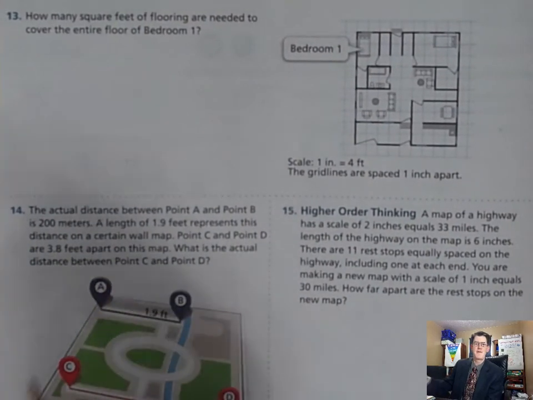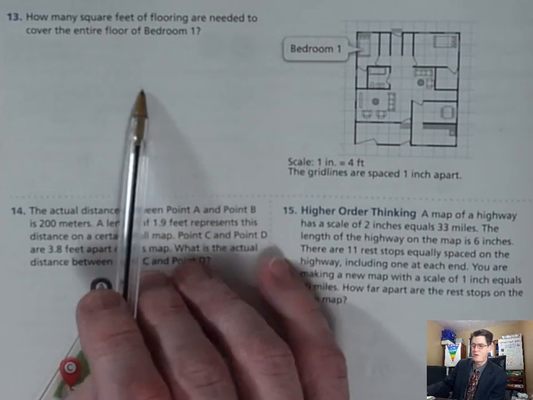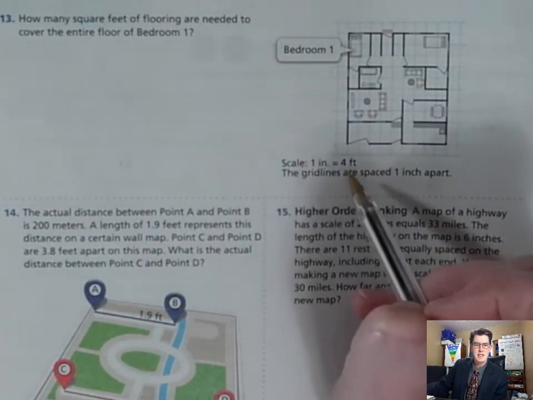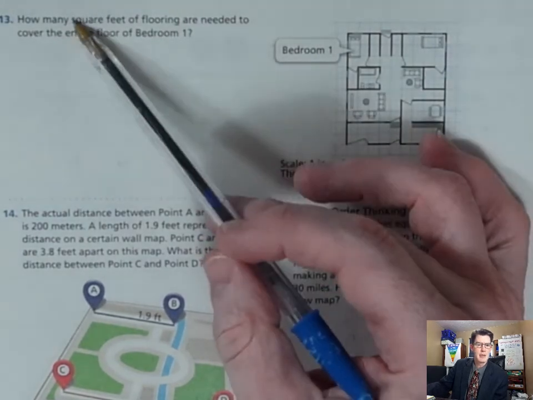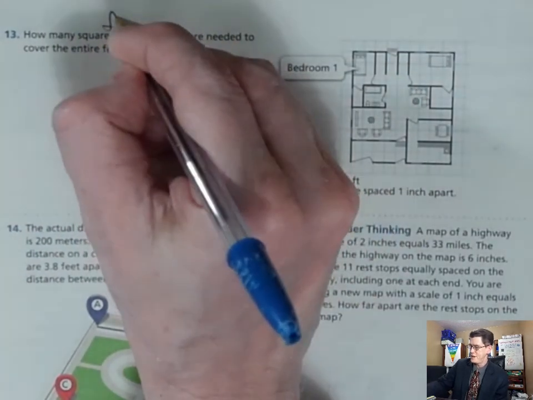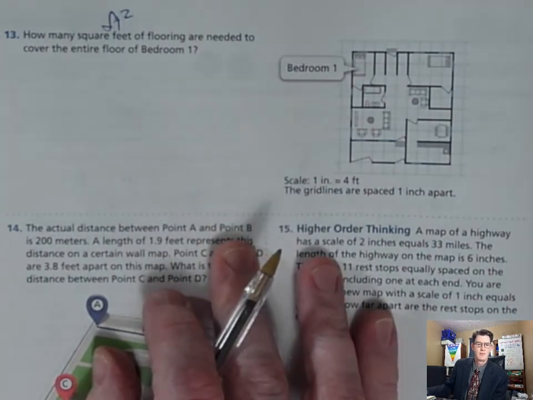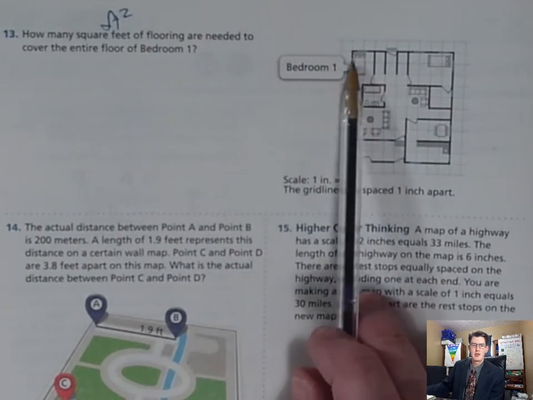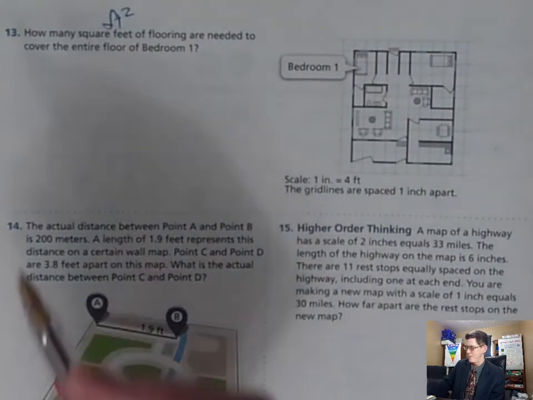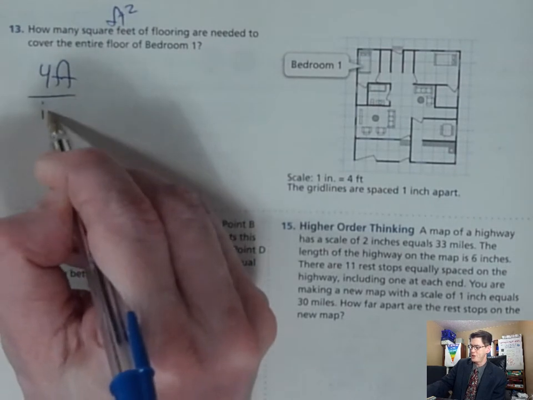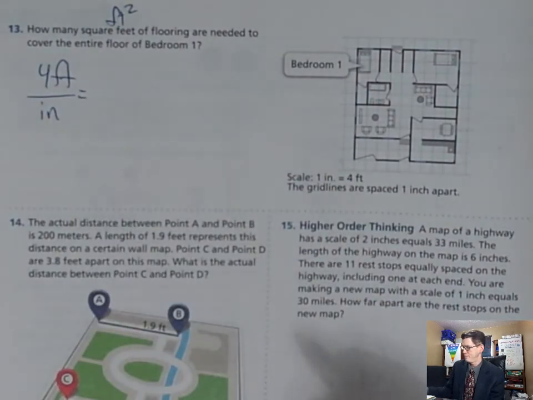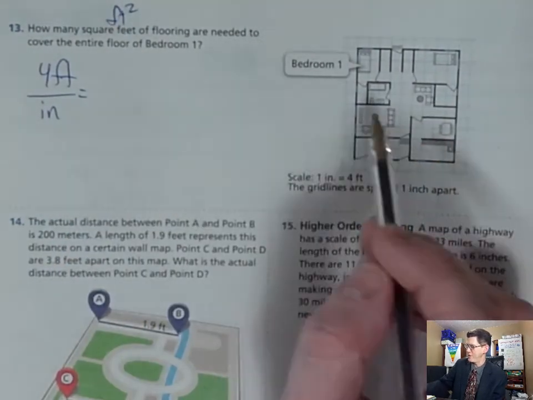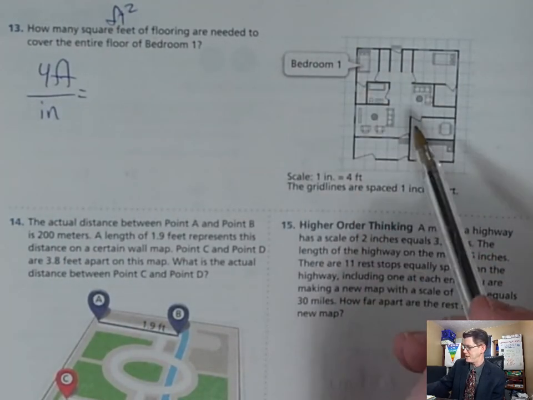Okay, 13, how many square feet of flooring are needed to cover the entire floor of bedroom 1? Well, you can see here that there's these little 6 squares. They give you the scale. They're asking for area, how many square feet, how many feet squared. They're asking for area. And then in this drawing, you can see there's these 6 squares that they have. Well, if the 4 feet is 1 inch, then the actual, because we're going to get to the square feet after we figure out what this actual is, that's 4 feet.